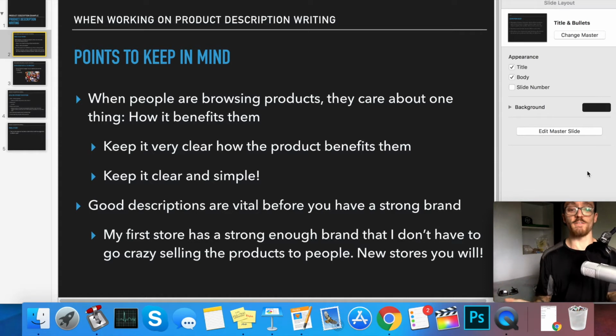For example, my first store has a strong enough brand that I don't have to spend so much time on product descriptions to sell the products to people, because my brand kind of sells itself. Now, new stores like the second store that I'm building will indeed need to have some really strong product descriptions, as will yours if you have a new store that you're working on.